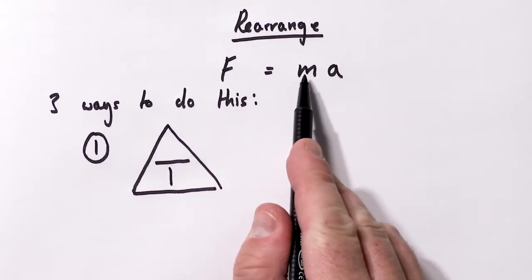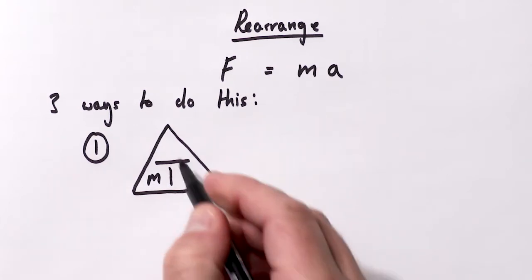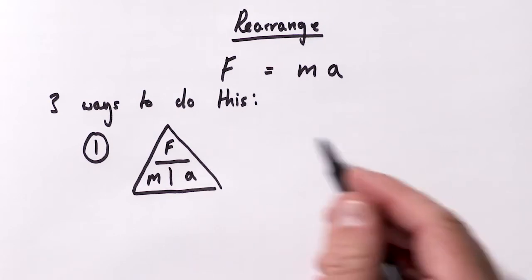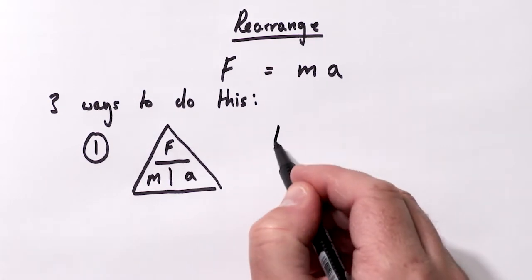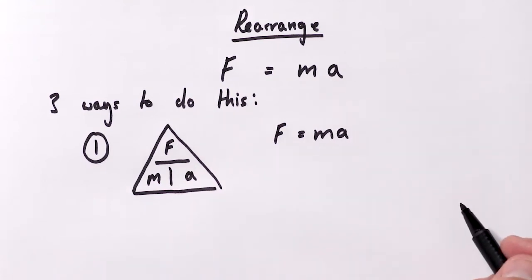So these are next to each other, m and a, so I'm going to put them next to each other in my triangle. And f has to go at the top, it's the only space left. So I know, first of all, that f equals ma, because that's how I built my triangle. But now, by looking at the triangle, I can derive a few other equations.